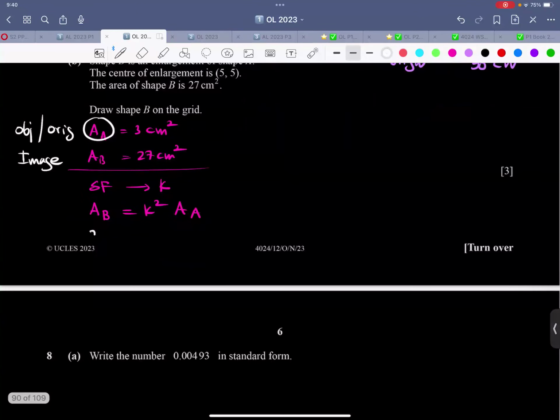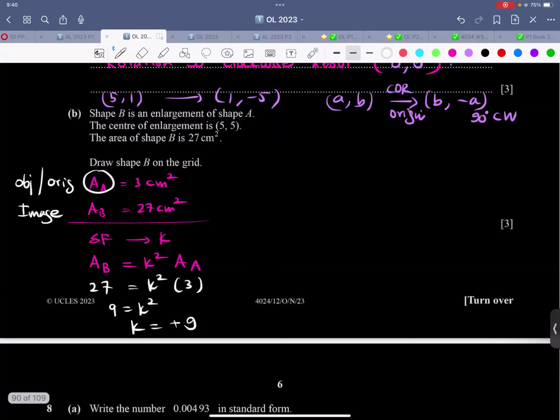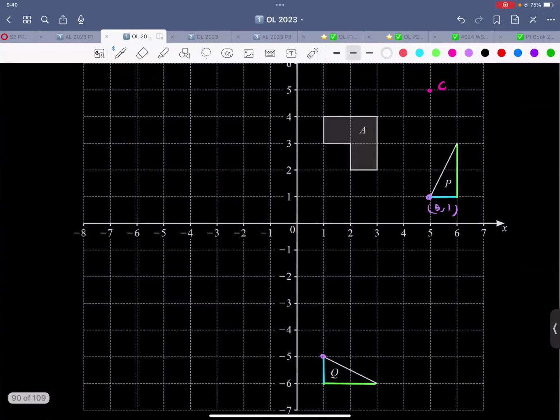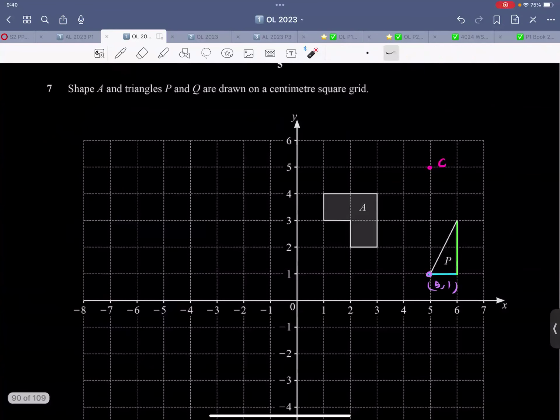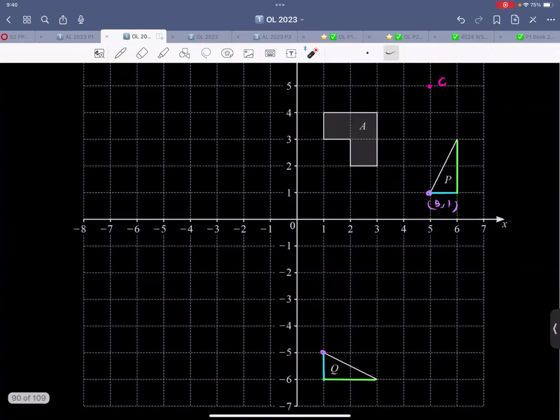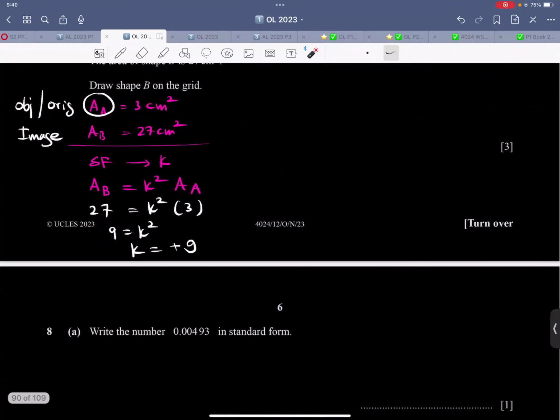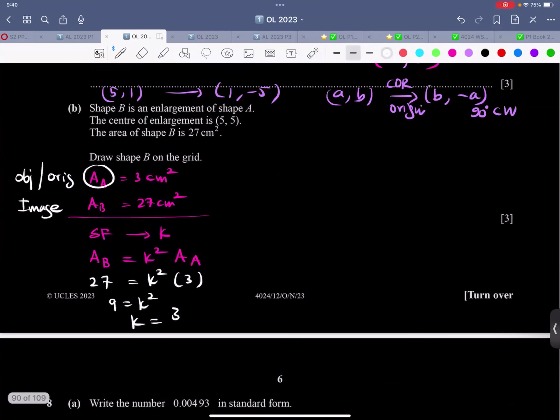So therefore, if this is 27, this is K squared, and this is 3, then 9 is K squared. K is positive. Why? Because it's not saying anything about the negative, and neither do we have the space to make it negative going like that. So we will just take the positive value. K is the square root of 9, which is 3, because it does not say anything about upside down or things like that.